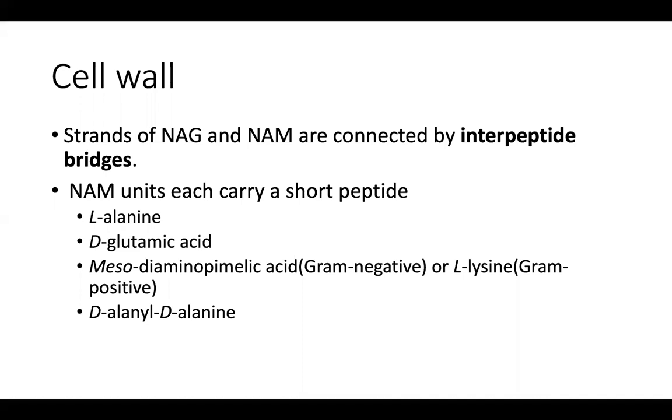So N-acetylmuramic acid also carries a short peptide, which contains these amino acids. Sometimes it changes depending on the bacteria that you're dealing with, but generally it's L-alanine, D-glutamic acid, meso-diaminopimelic acid in gram-negatives or L-lysine in gram-positives. Then you have the D-alanyl-D-alanine. And this is where, at the D-alanyl-D-alanine, the interpeptide bridges are found. So different bridges, different strands, making a very strong peptidoglycan layer.